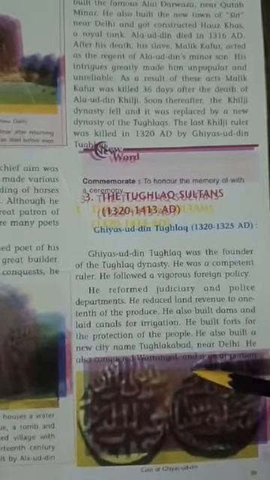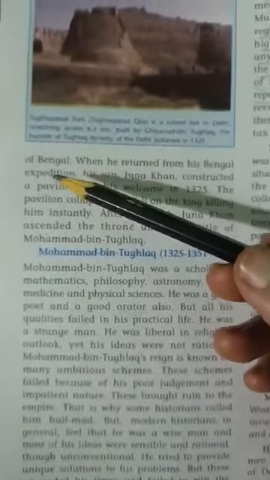He also conquered Warangal and a great portion of Bengal. So these were the territories. Warangal, that was in the Deccan, and great portions of Bengal were conquered by Ghiyasuddin Tughlaq.